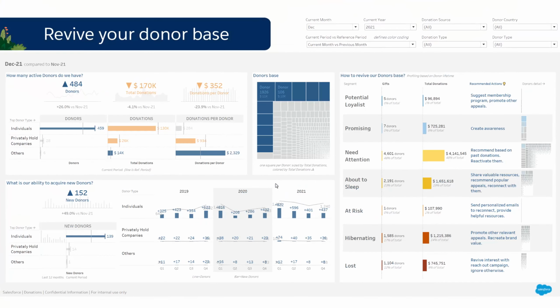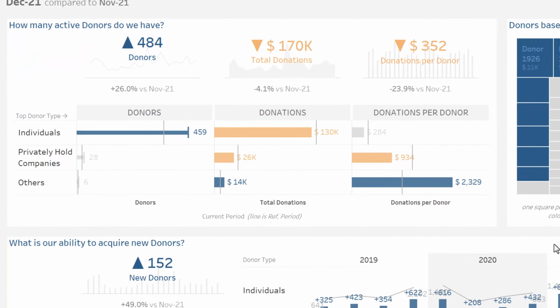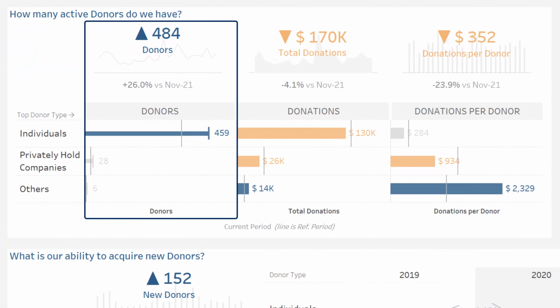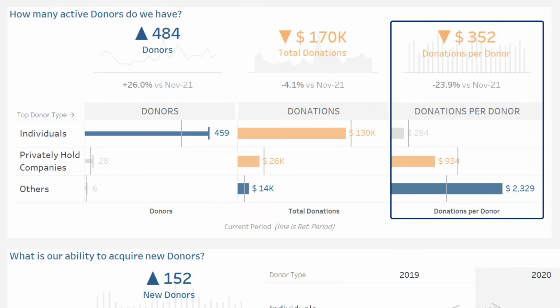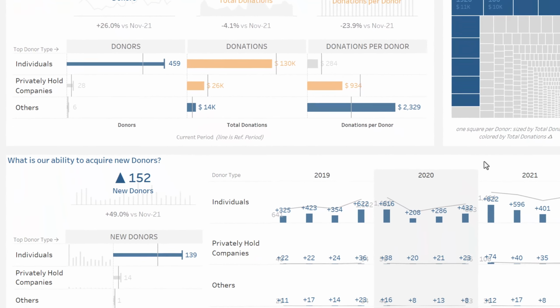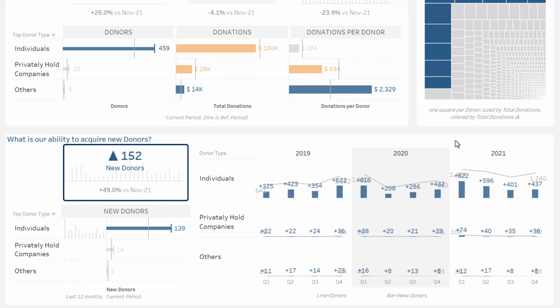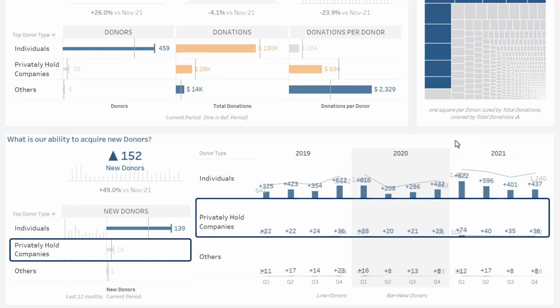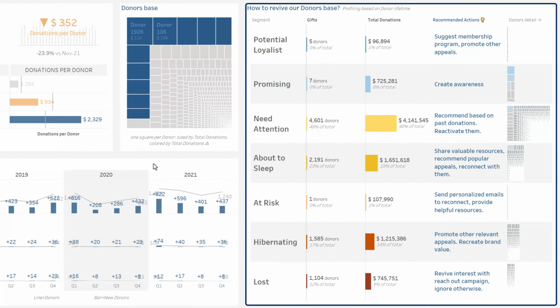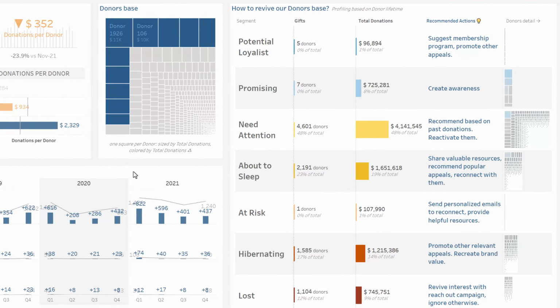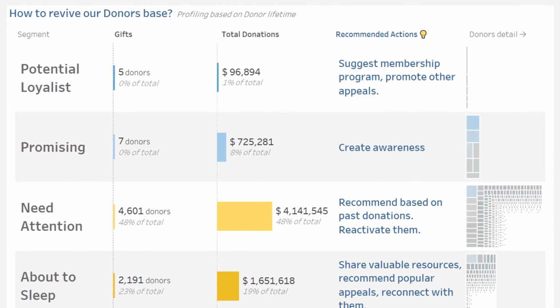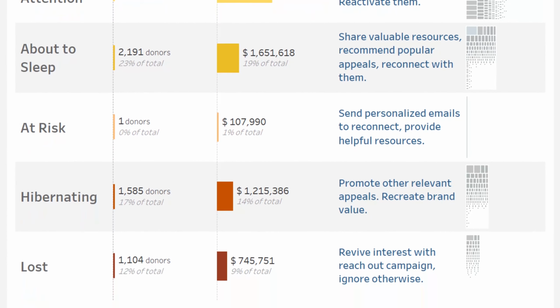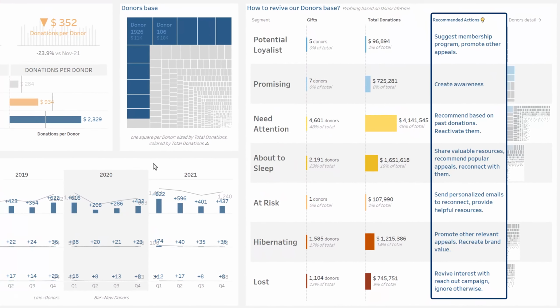Let's now deep dive into your donor base. Alongside the total number of donors, total donations, and average donation per donor, you can measure your success in engaging new donors, whether they are individuals or privately held companies. On the right, the accelerator shows you how to revive your donor base, based on a segmentation that takes into account the last donation, the frequency of donation, and the total donation volume. On this basis, the accelerator recommends the most appropriate marketing action for each segment.